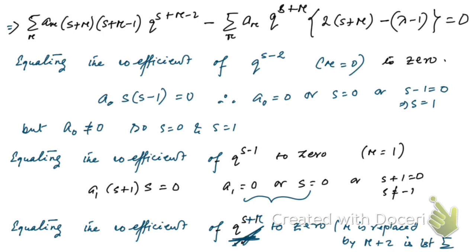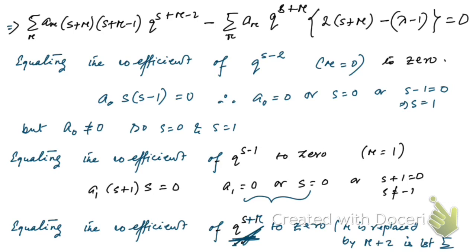And one more thing, let me tell you. Here you see that I have already told you, this is the coefficient of this. This is the lowest power in this series. If this is the lowest power, that means the term containing q to the power s minus 2 must exist in this series. If it must exist, then a naught cannot be 0, otherwise this term will be 0, right?